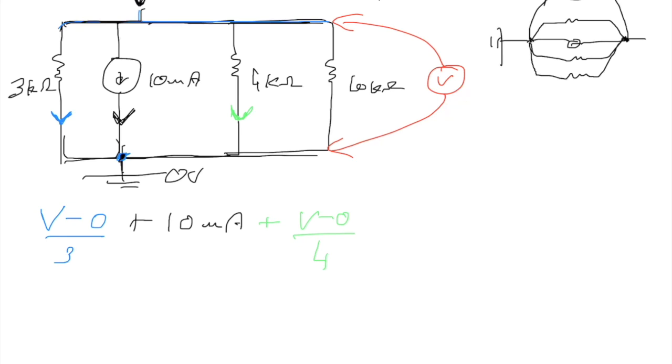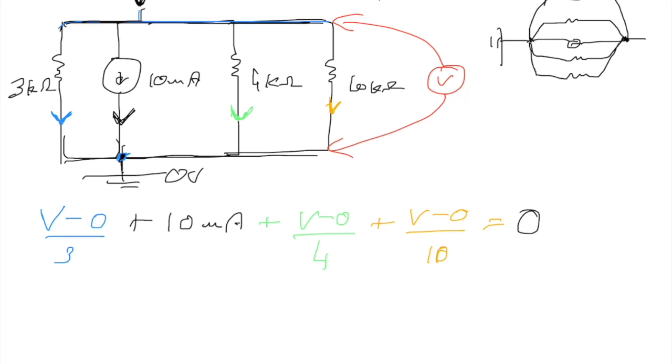Then I have the current through the 10 kilo ohm resistor. That's going to be (V minus 0) by 10. Since the other side is grounded, the charges are just going to be dissipated, so there's going to be no current leaving the node, and this is going to be 0. So if you solve this equation, you're going to find V. It is as simple as that.